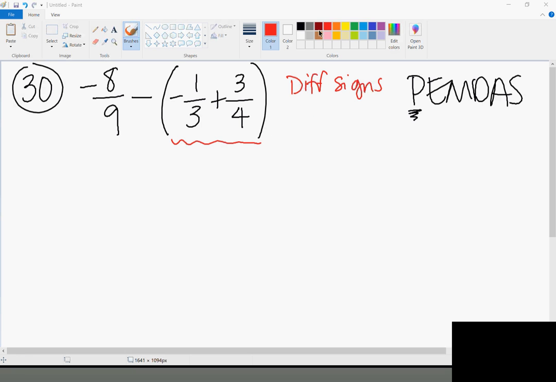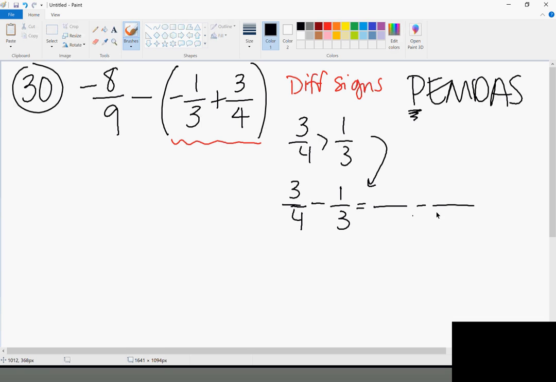So again, since 3/4 is bigger than 1/3, when we subtract, we're going to say 3/4 minus 1/3. Okay? We don't want to say 1/3 minus 3/4. 3/4 minus 1/3. Okay, so to do that, we're going to get common denominators. Common denominator will be 12. So 4 times 3 is 12.